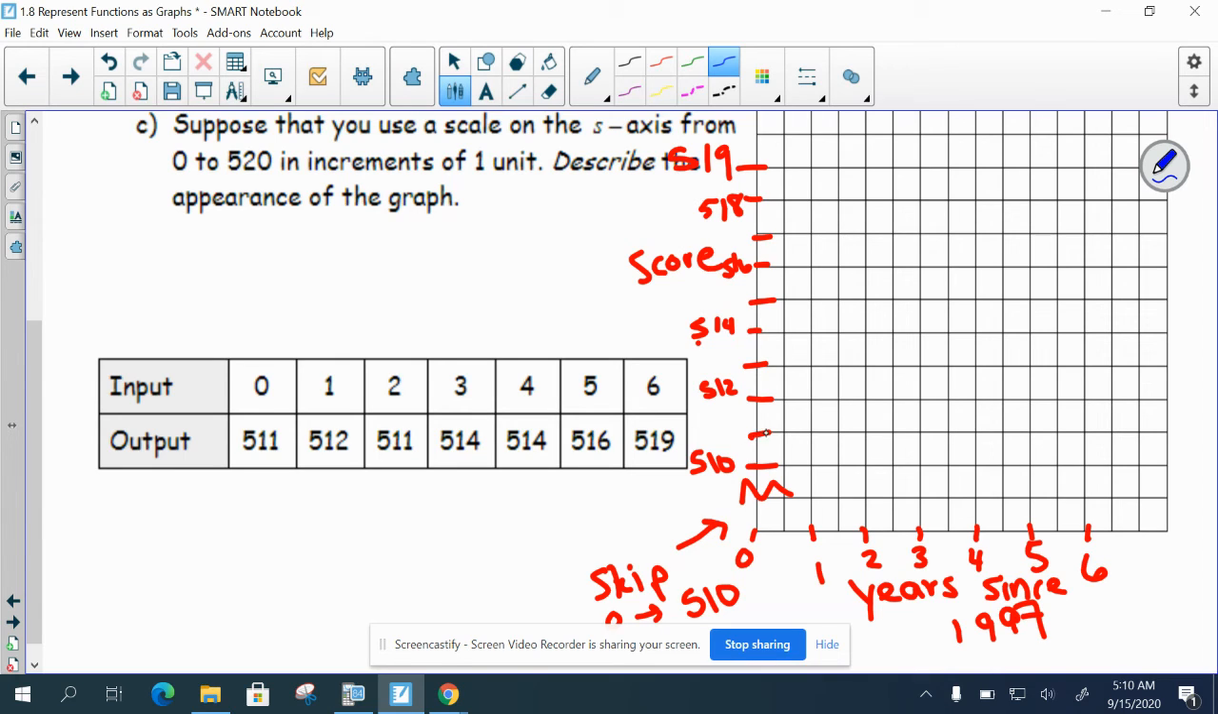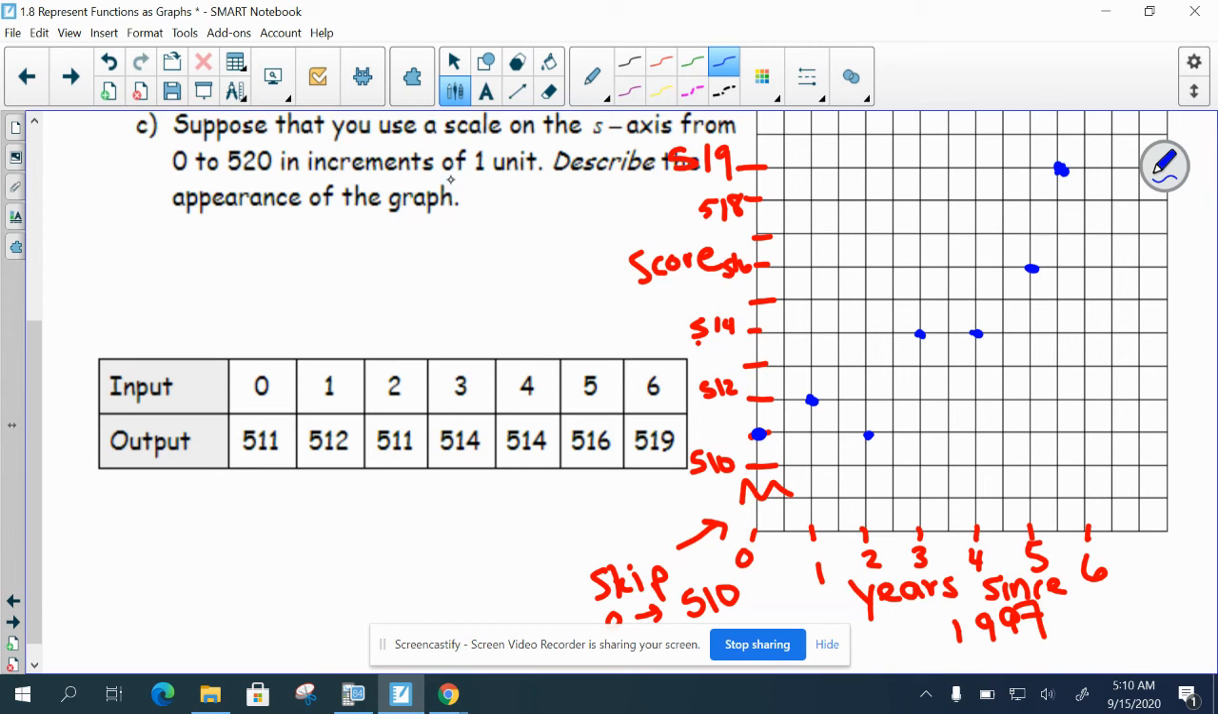Okay, so now that we have our graph set up, looks all nice, we can plot our input-output pairs. So 0, 511, 1, 512, and then back to 511, 514, another 514, we have a 516, and then we have a 519. So it looks like the scores are getting better over time.